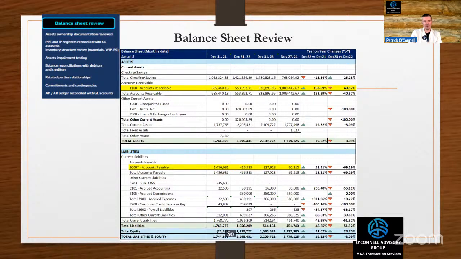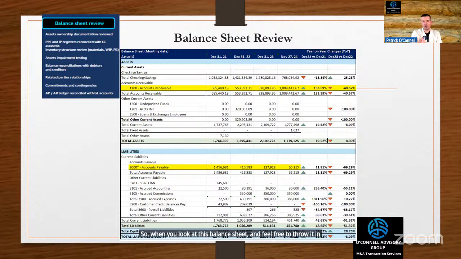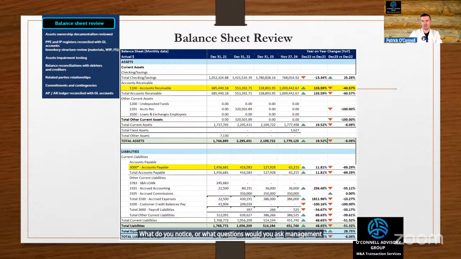So I'm going to zoom in and we can walk through a couple things already pre-highlighted here. When you look at this balance sheet, and feel free to throw it in the chat, what do you see? What things stick out to you? What are some observations? I find it very important for hands-on learning, so I'd love to hear from some of you. What do you notice, or what questions would you ask management about this balance sheet if you're looking at it for the first time?